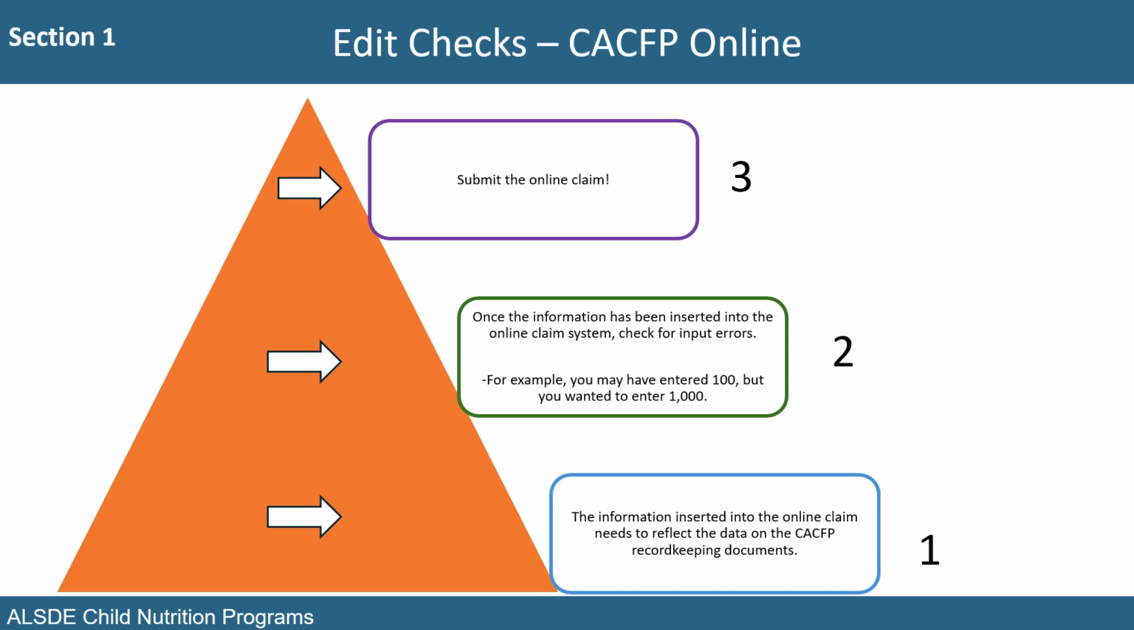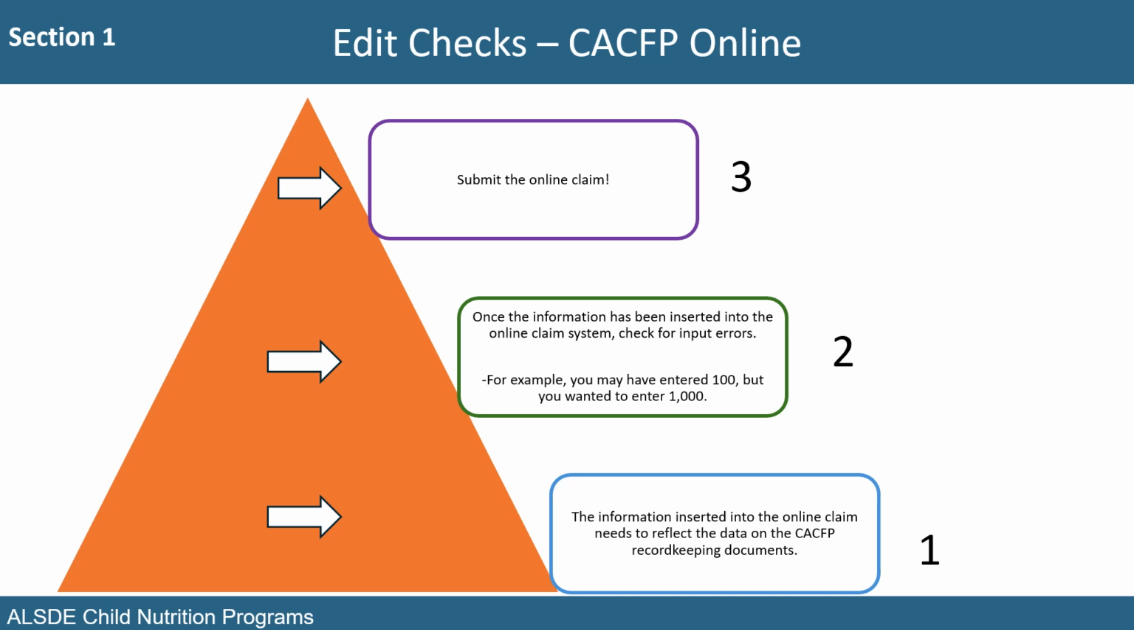For step 2, go back and check the numbers that you've inserted into the online system. Anyone can make a key error. You meant to type the number 1000, but instead you typed the number 100. As you can see, there is a huge difference between these numbers. And that also means that you have shorted yourself 900 meals. I'm sure that will make a big difference when it comes to reimbursement.